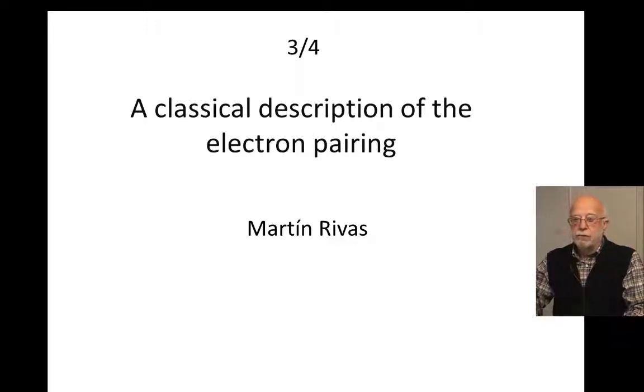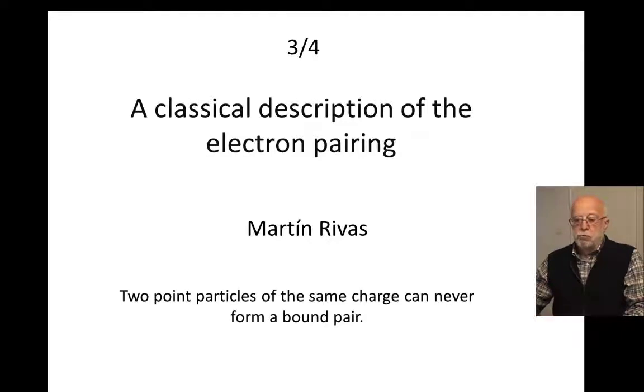This is the third of a series of 4 lectures concerning a classical description of the spinning electron. In this lecture we are going to show that it is possible, from the classical point of view, that 2 spinning electrons can form a bound state.